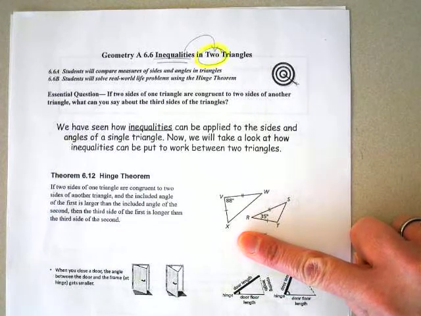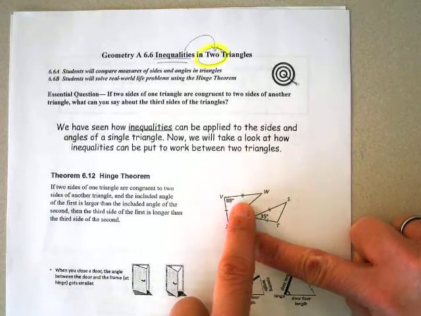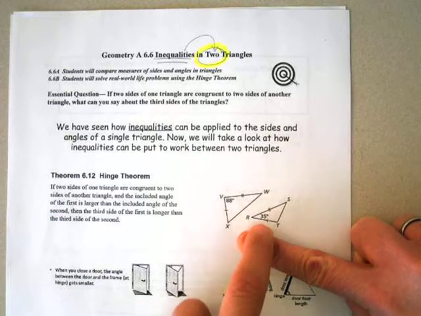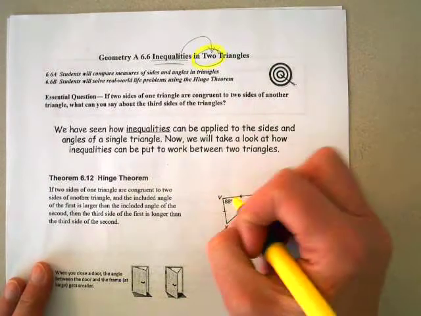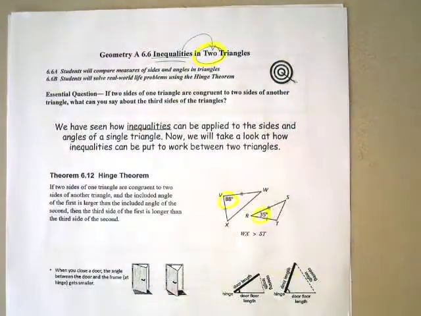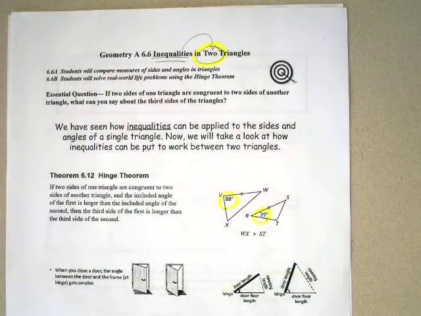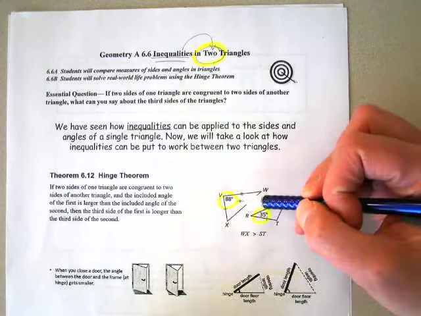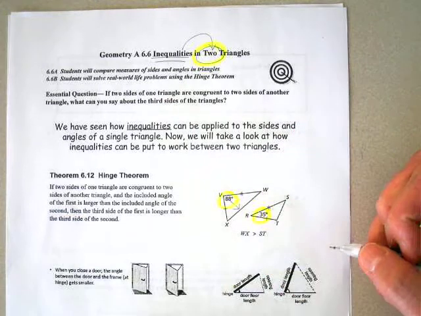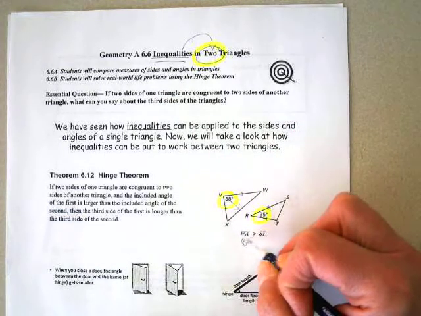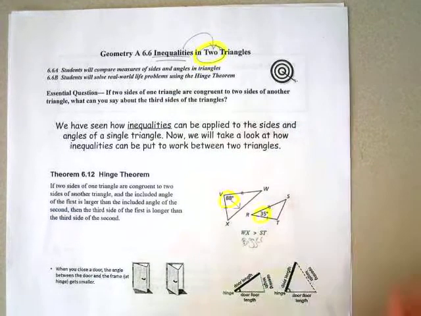Do you notice that the sides are the same? Do you see how there's 1 tick mark, 2 tick marks, 2 tick marks? Do you notice, though, that the angles are not the same? So it's not side angle side. These triangles are not congruent. But wouldn't we be able to conclude that if this is the bigger angle, then the side across must be bigger?